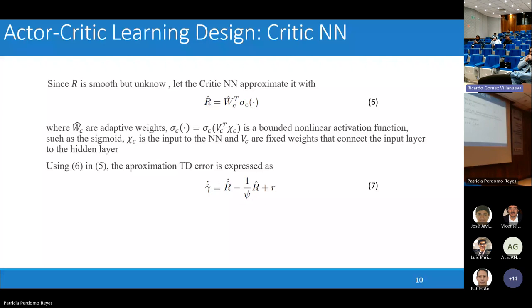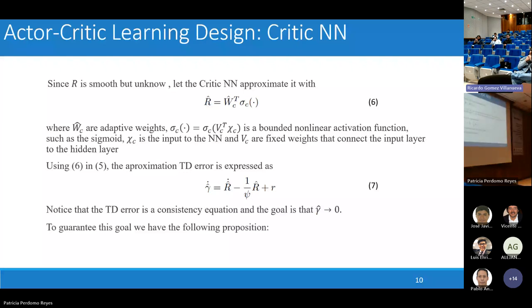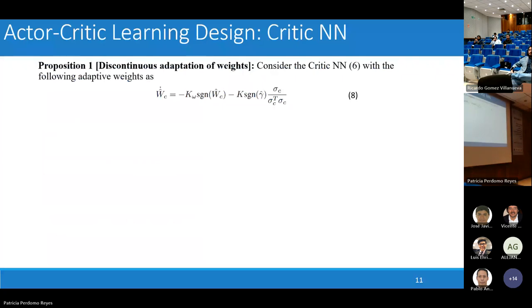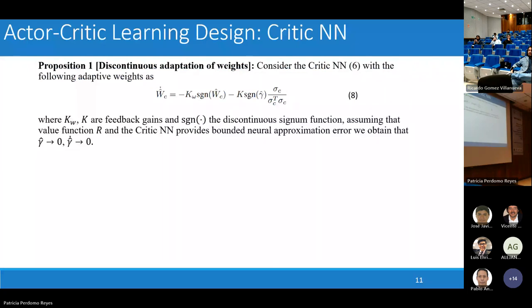We can rewrite the temporal difference error with equation 6 as equation 7. And notice that this temporal difference error is a consistency equation, and the goal is to obtain the convergence of gamma. And to guarantee this goal, we have the following proposition: if we define the adaptation of the critic neural networks as equation 8, we are going to obtain the convergence of the integral temporal difference error and the temporal difference error presented in equation 7.